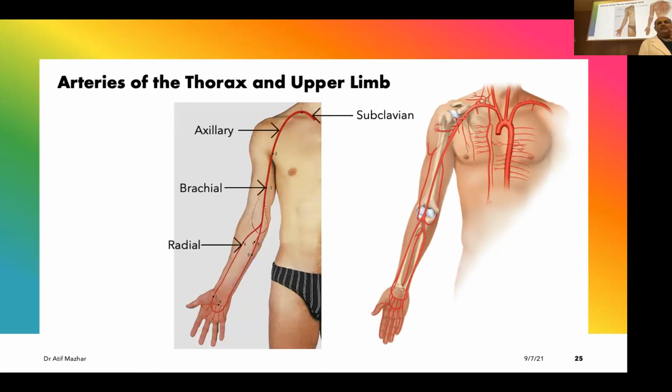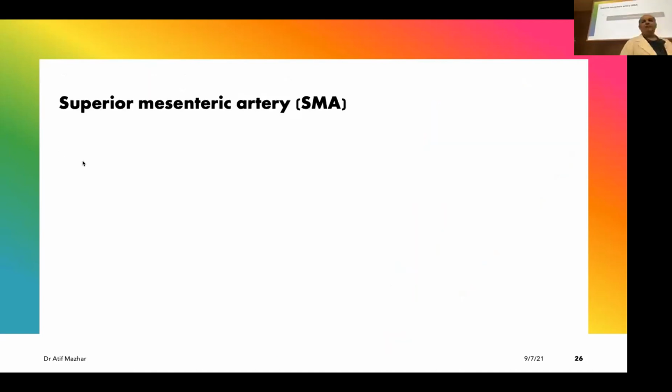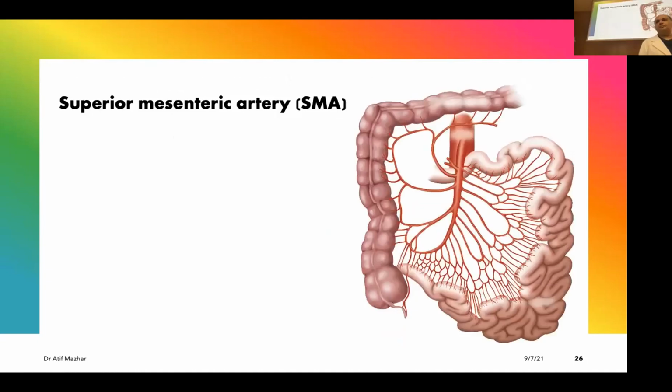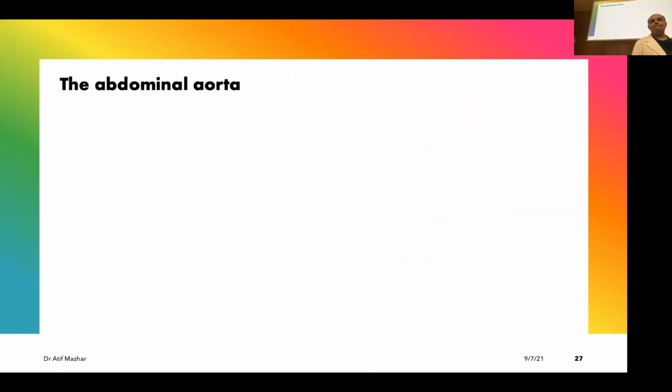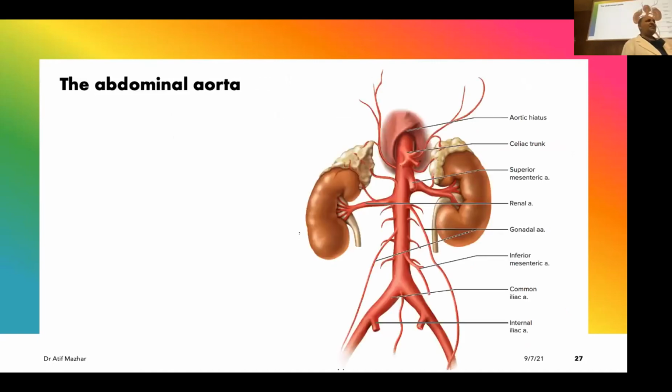Subclavian becomes axillary, brachial, radial, and ulnar. There are others, but just to show you the arterial plan in the hand. Now, within my abdomen, this is the plan. One of the arteries, the superior mesenteric artery, and look at the intestines. I told you today I'll be just skimming through. Abdominal aorta, how and what it supplies.